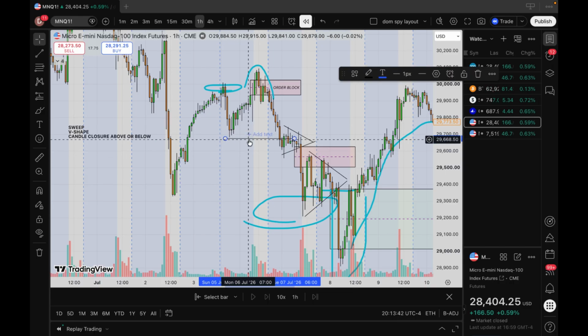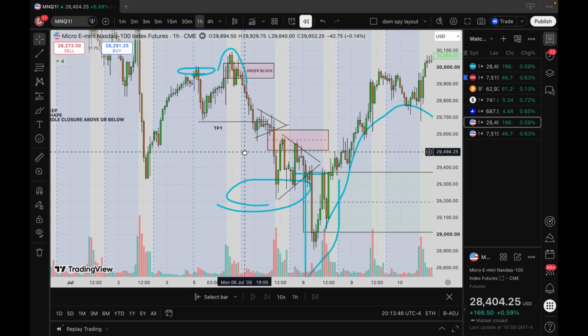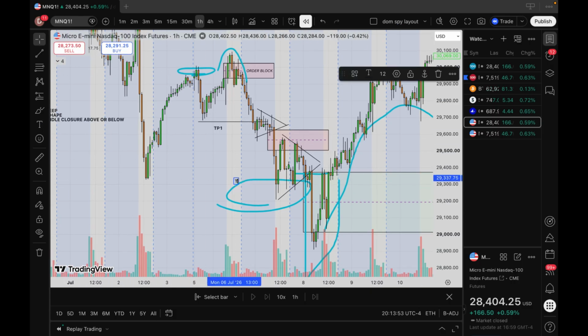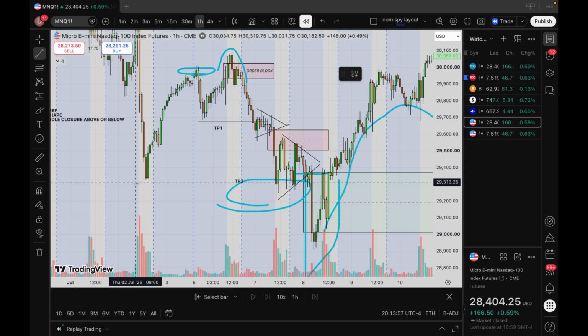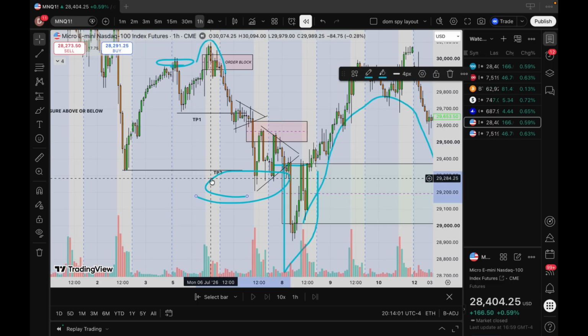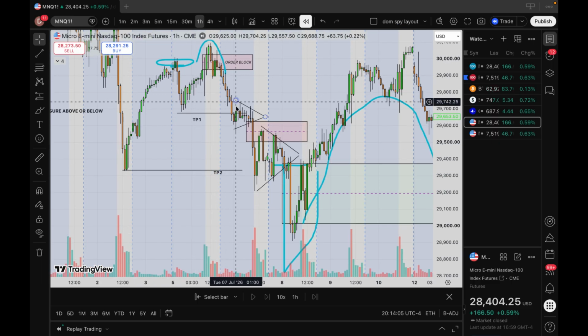I would be doing one TP. You'll hear this word a lot, TP1. And then TP2, guys, would be right here, TP2. This low over here. So sweep, V shape, candle closure, TP1, TP2. Very simple. Doesn't have to be too complicated.